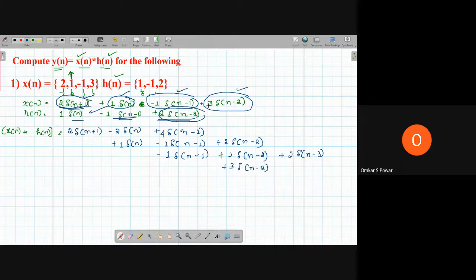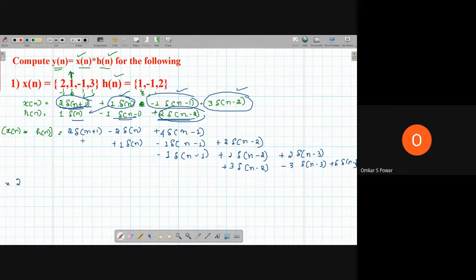Then 3 into del of n minus 2 into minus 1 into del of n minus 1, which is equal to minus 3 del of n minus 3. 3 del of n minus 2 into 2 del of n minus 2 is plus 6 del of n minus 4. So now we will add.